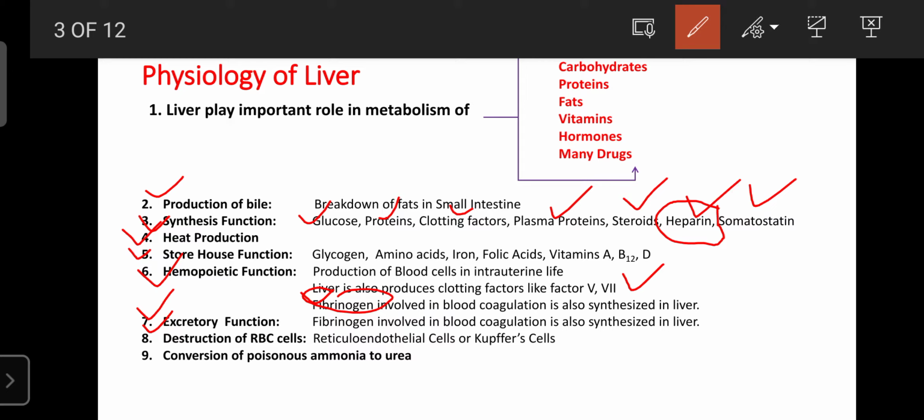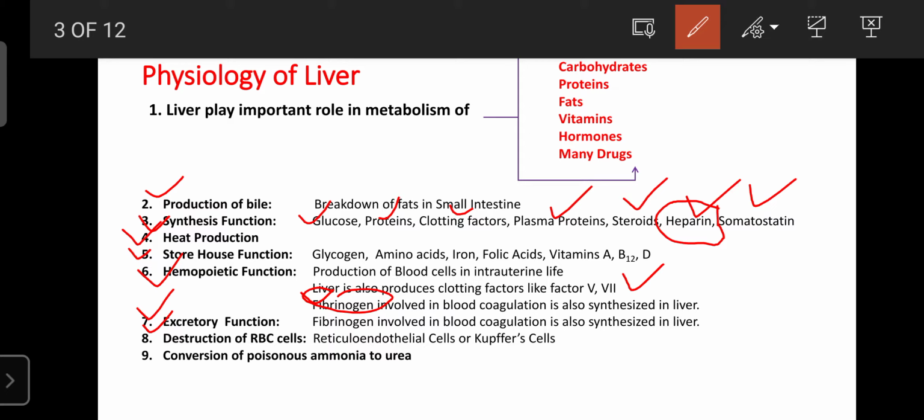So the liver has Kupffer cells, or reticuloendothelial cells. When the blood passes through the Kupffer cells, those irregular RBCs are ruptured. Okay, so they are destroyed. That's why the liver also plays an important role in the removal of aged RBCs. That helps in the replacement of new RBCs, and due to the destruction of RBCs, hemoglobin is released.